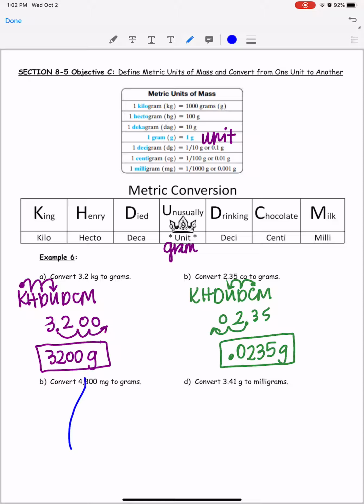Convert 4,300 milligrams to grams. King Henry died unusually drinking chocolate milk. I'm going from milligrams to my unit of grams. So we're going over 1, 2, 3 units to the left. So 4,300. If you don't see that decimal, it's at the very end. So move it 1, 2, 3 units over to the left. So this becomes 4.3 grams.